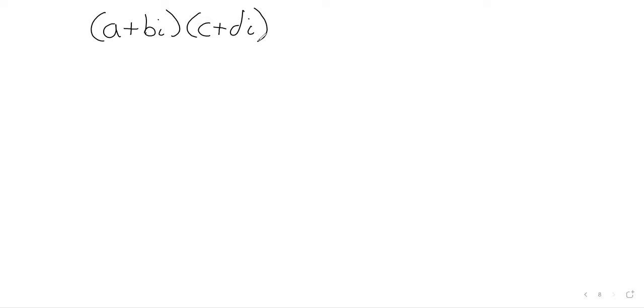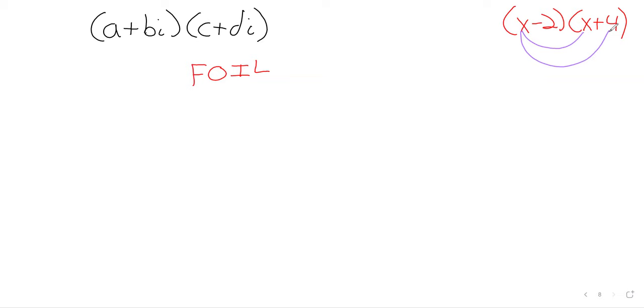Multiplying 2 complex numbers, however, is a bit of a hassle. Not the hugest hassle, a hassle nevertheless, though. We have to FOIL these. So think back to when you're multiplying quadratics, things that look like this. You'd FOIL these. You'd multiply the first terms, the outer terms, the inner terms, and the last terms. And that's precisely what we have to do when we multiply complex numbers.